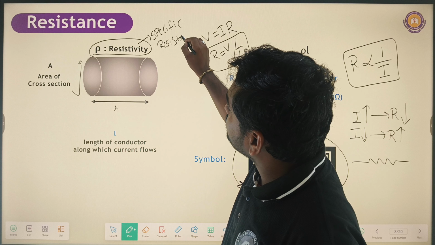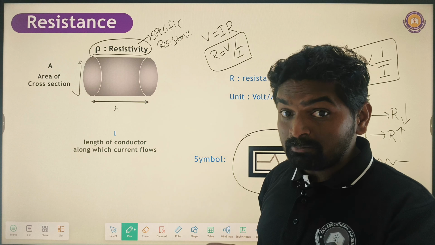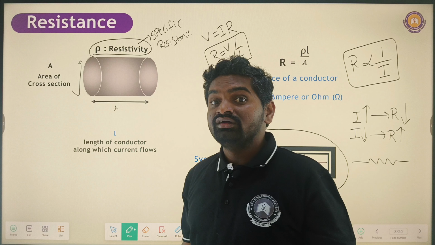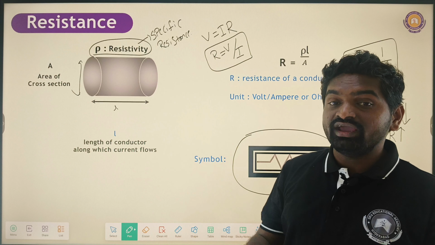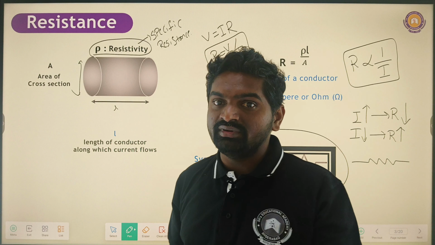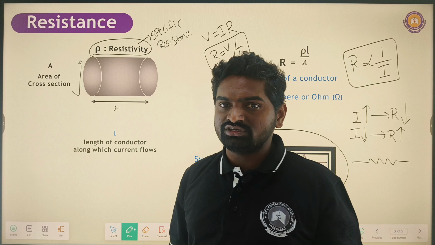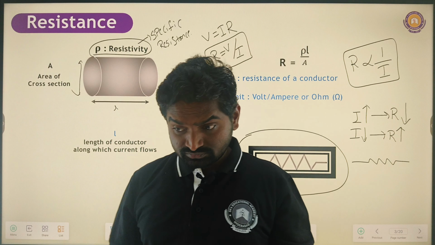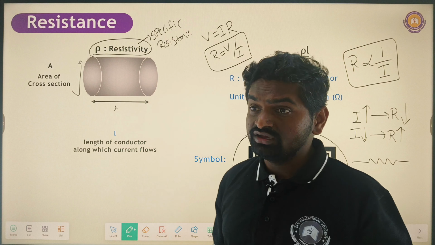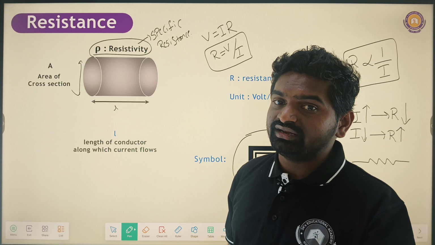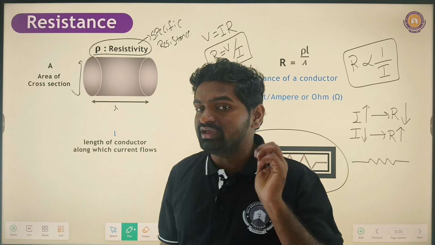What is specific resistance? It completely depends upon the material. Depending upon the material you take, the specific resistance value will change. For example, iron is different, copper is different. So according to the material, the specific resistance value will be changing.